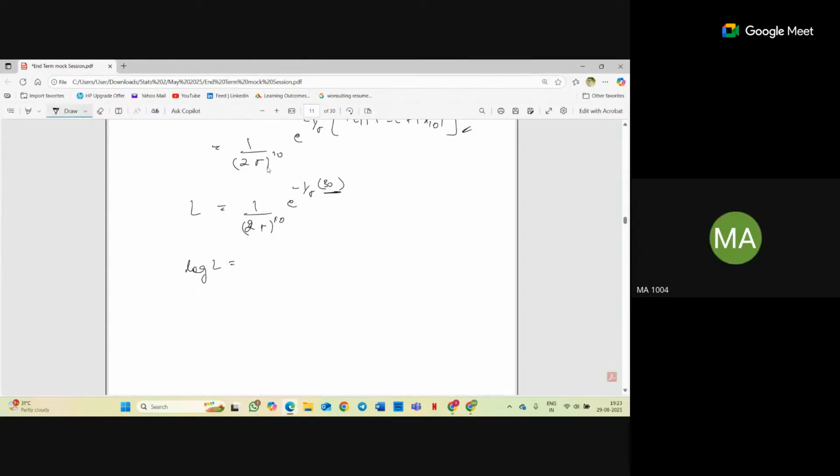Okay. So log of L would be what? Could you do that step? I guess people will have confusion. Okay, so if I take 1 by 2 raised to the power 10, 1 by sigma raised to the power 10, e raised to the power minus 30 by sigma, I can write this as 10 log of 1 by 2 plus 10 log of 1 by sigma minus 30 by sigma. This is my log of L.